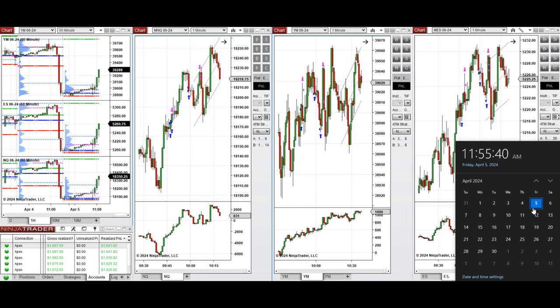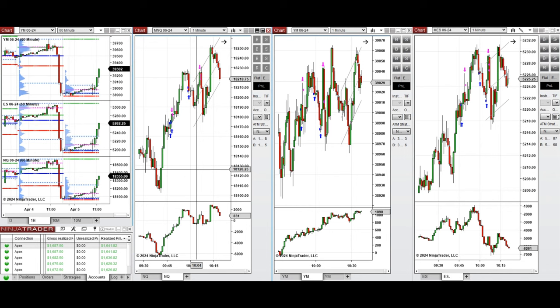Hello everyone, I'd like to share with you the trade that I have taken today on Friday, 5th of April 2024. These trades were taken on Nasdaq, Dow Jones and S&P 500 futures.